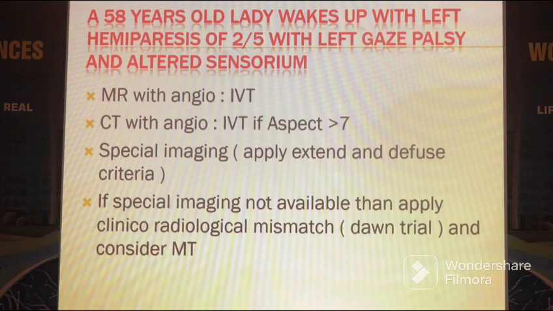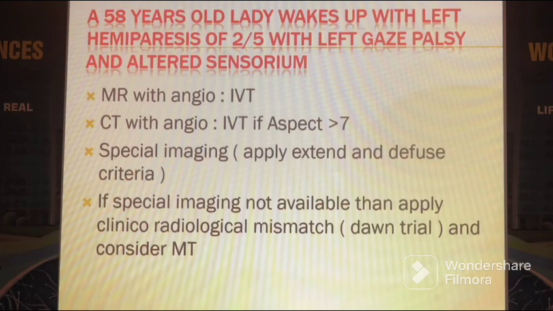And then if you have special imaging, you can apply the radiological mismatch criteria of EXTEND and DIFFUSE, because this patient may be a candidate for mechanical thrombectomy. Even if you don't have special imaging, you have the DAWN trial, which has a clinico-radiological mismatch criteria. So this criteria can be applied and the patient may be considered for MT.